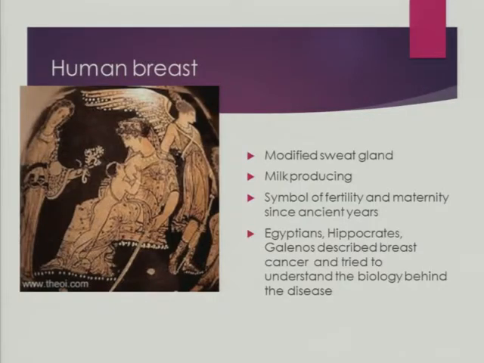Okay, the human breast is actually a modified sweat gland. We all know that its main goal is to produce milk, but through history it has also been a hallmark, a symbol of fertility and good health. Breast cancer was discovered really early. It was first described by the Egyptians back in 2500 BC.